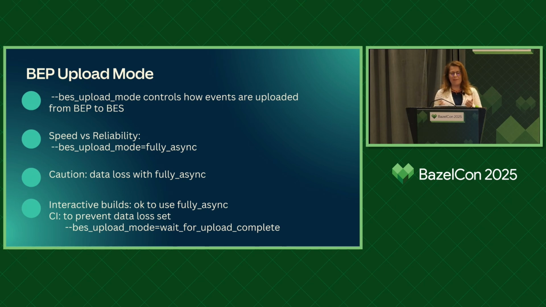So just to wrap this up, fully async prioritizes build speed over guaranteed delivery of the BEP events, and if complete and reliable BEP data is critical, set the upload mode to wait for upload complete.